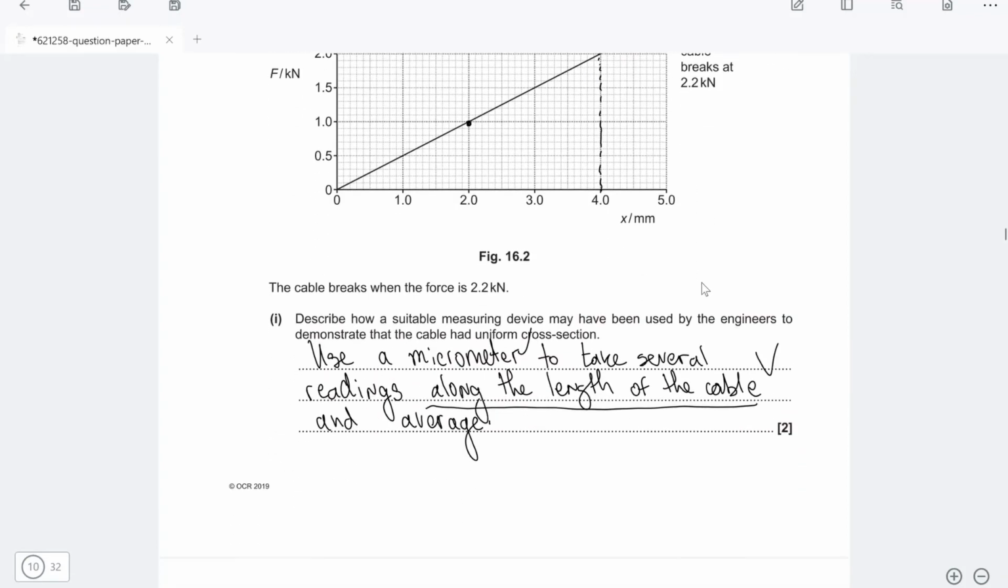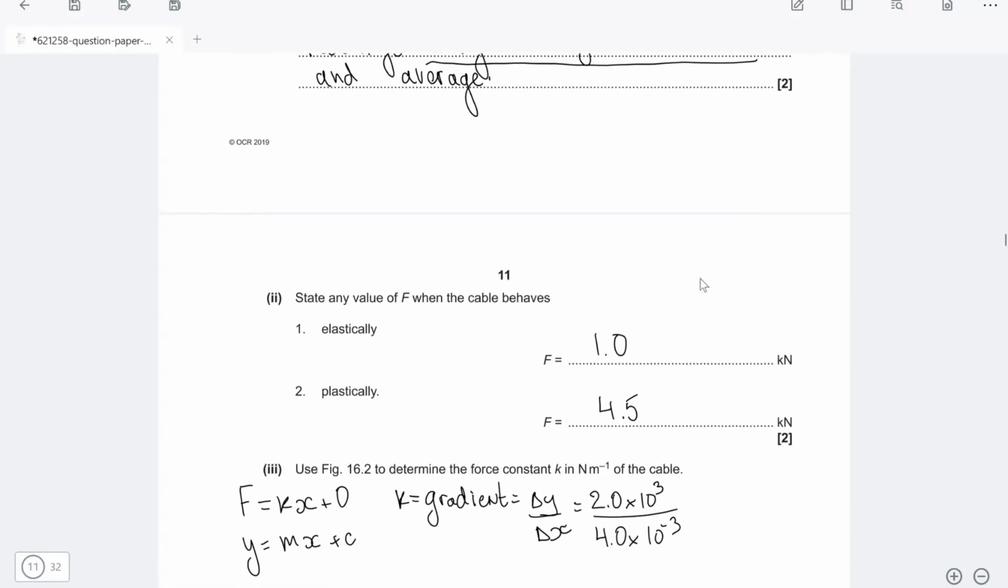So in this case, let's change that. There's a little mistake here. So let's just change that to 2.1 kilonewtons.